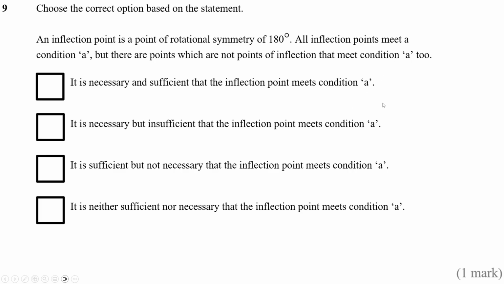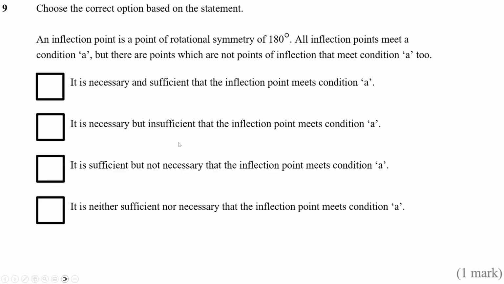And so this hopefully might help you to see that it's necessary that an inflection point is A, but it's not sufficient, because you could have another point that's not an inflection point that's A. So it's necessary to say that all inflection points meet condition A, but it's insufficient to say that just because it meets condition A means that it's an inflection point, because that's not always necessarily true. It's necessary, but insufficient.